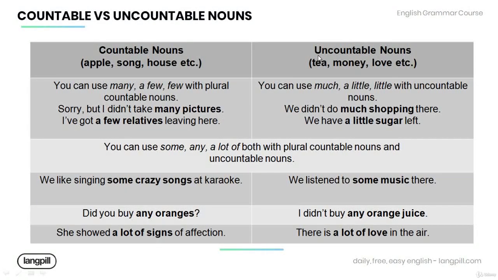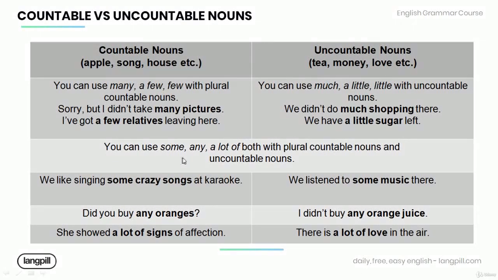And with uncountable nouns, you can use much, a little, little, as in the examples below. We didn't do much shopping there. We have a little sugar left.